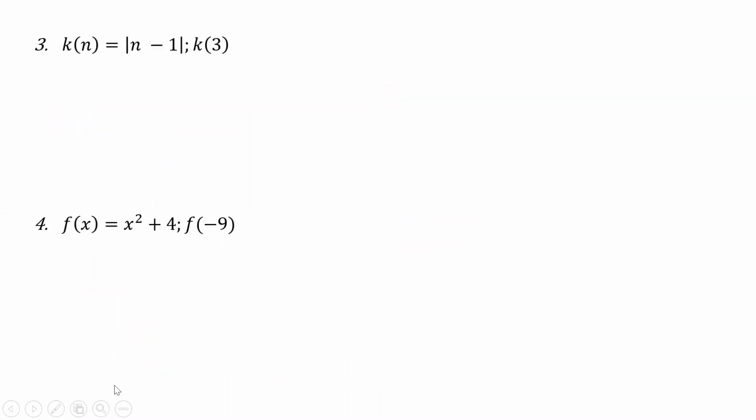All right, let's do a couple more. Here we have k of 3. So what we want to do is plug in 3 into the function. So k of 3 equals the absolute value of 3 minus 1, which is 2. Absolute value of 2 is 2. Okay, and so that's our value. And so our ordered pair is what? Well, it's going to be (3, 2), because that was our x and that's our y, and so we have our solution.